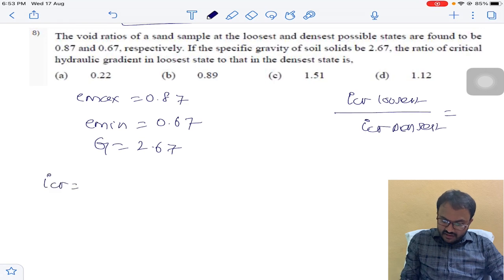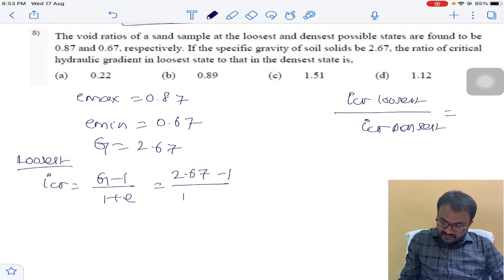Generally we have a formula: critical hydraulic gradient is equal to (G minus 1) by (1 plus e). So first in loosest state, ICR is equal to (2.67 minus 1) divided by (1 plus, in the loosest state void ratio is maximum, so 0.87). So you will get 0.89. So this is ICR in loose state.